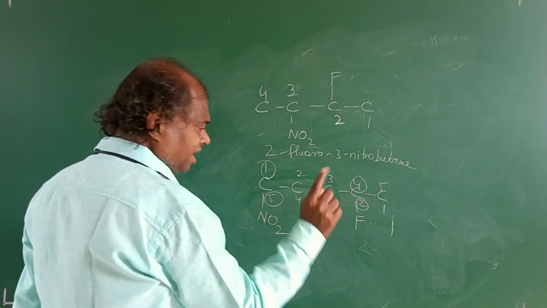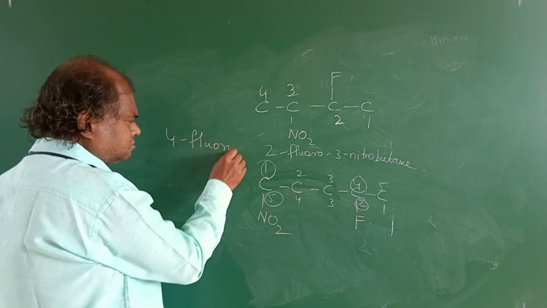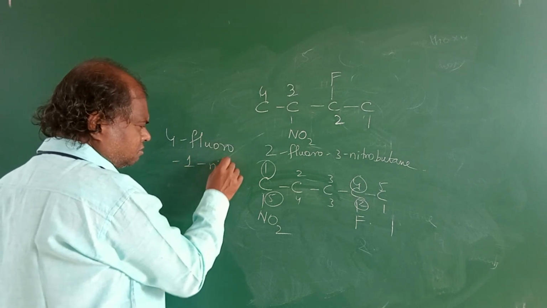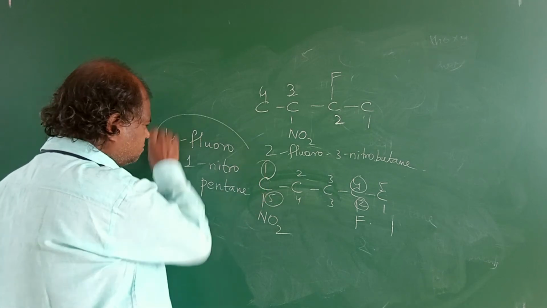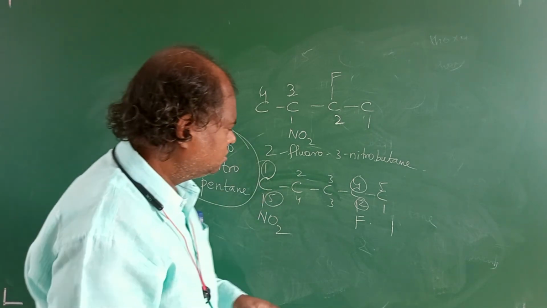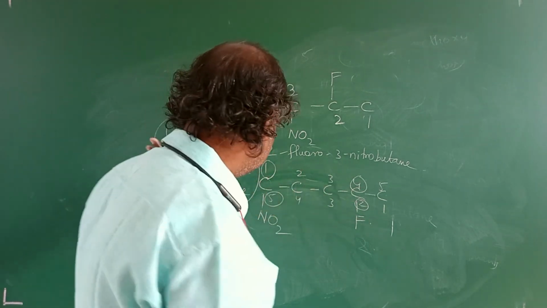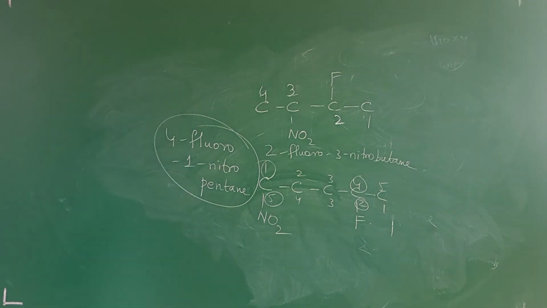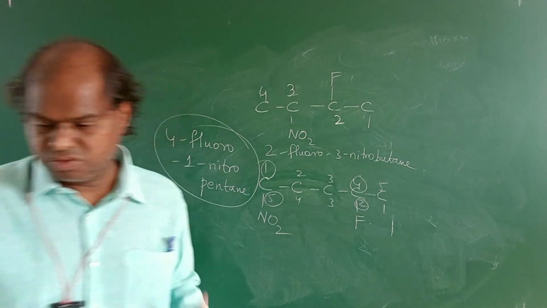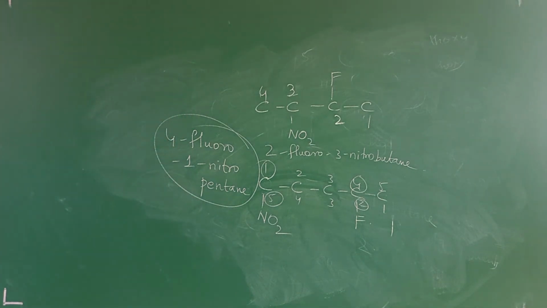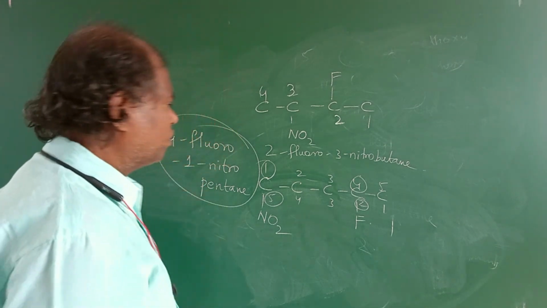Then it will be called, while writing, you write fluoro first. 4-fluoro, 1-nitro, pentane. Correct, no? 4-fluoro, 1-nitro, pentane. So I hope you are getting it, students, right? Just check this, I'll come. Okay, students, have you understood? So the sum of the numbers is more important, right?